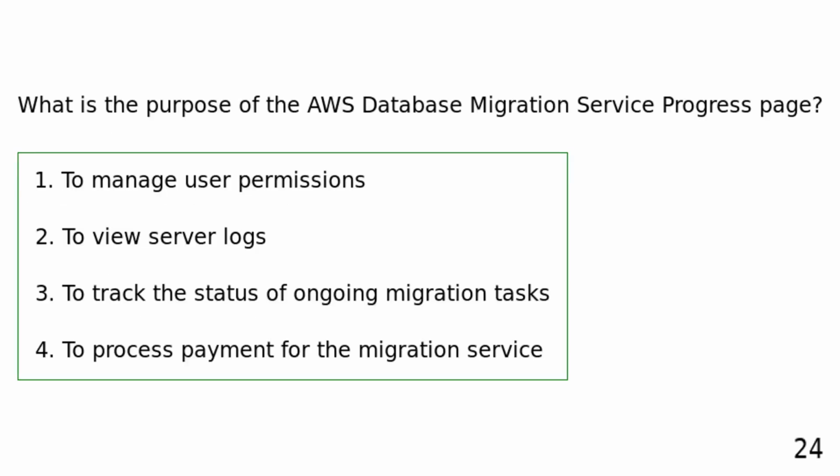What is the purpose of the AWS Database Migration Service progress page? To manage user permissions. To view server logs. To track the status of ongoing migration tasks. To process payment for the migration service.